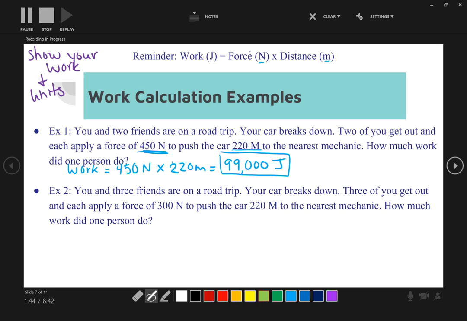Let's take a look at example 2. You and 3 friends are on a road trip. Your car breaks down. 3 of you get out and each apply a force of 300 newtons to push the car 220 meters to the nearest mechanic. How much work did one person do?